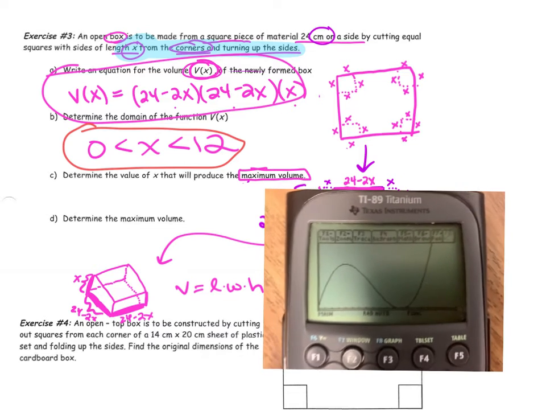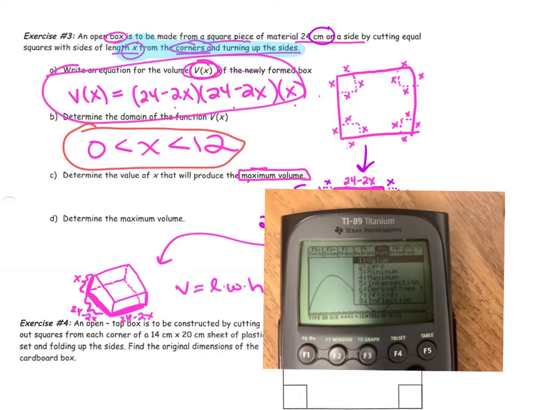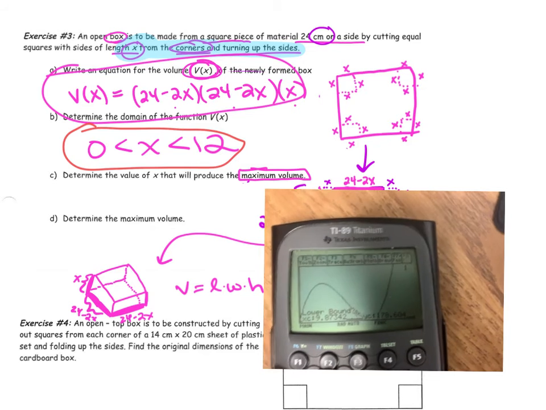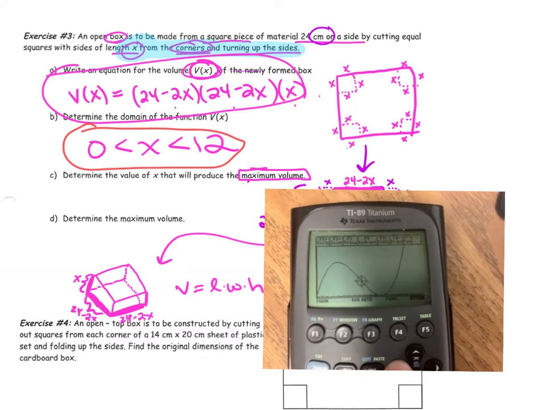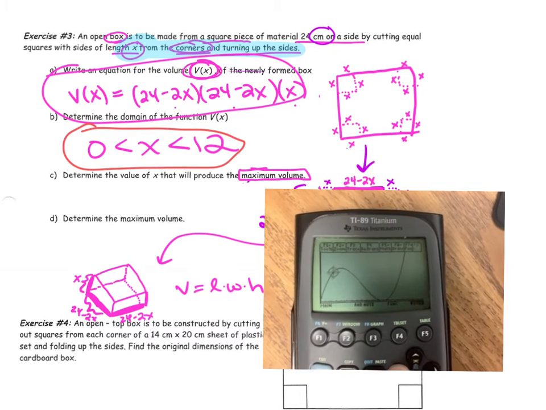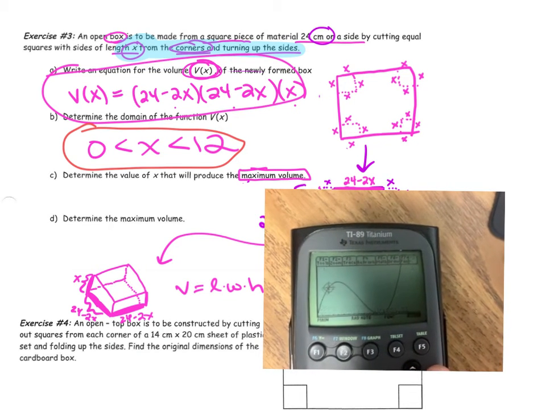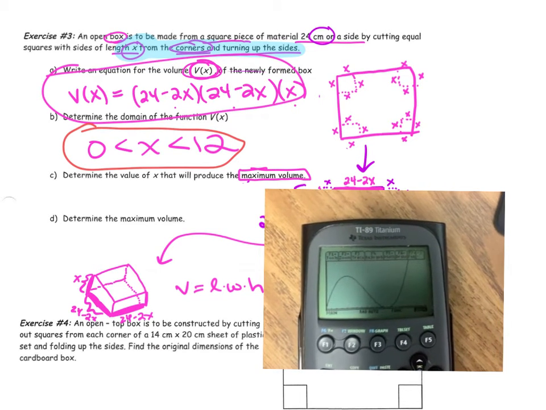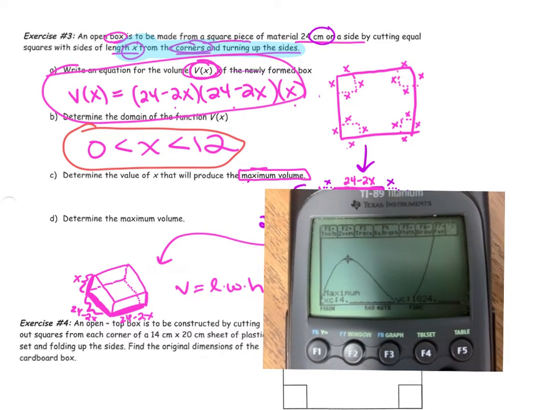So to get the max, I'm going to go to F5. You're going to scroll down to where you see maximum. It's a relative max. And where it says lower bound, I'm going to move left of the maximum. So I'm moving my cursor all the way left of the maximum. I'm going to click enter, and then I'm going to move right of the maximum. And I'm going to click enter. And there you guys see, my maximum is when x equals 4.